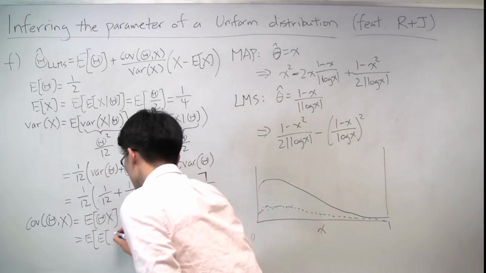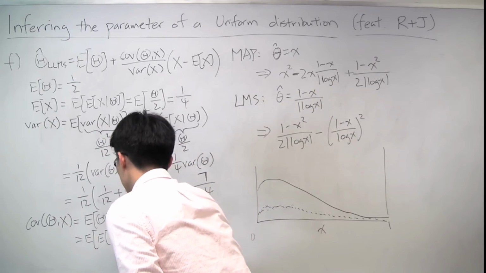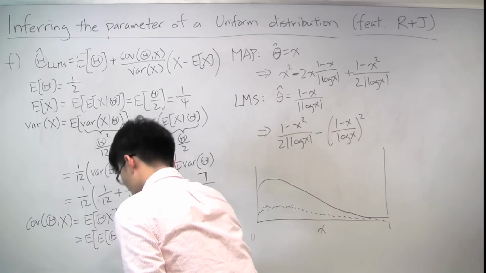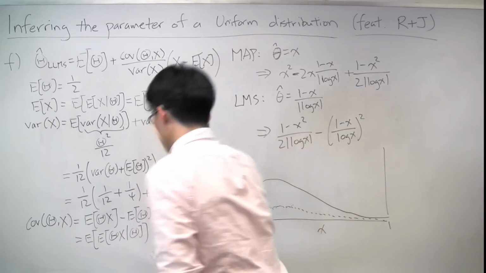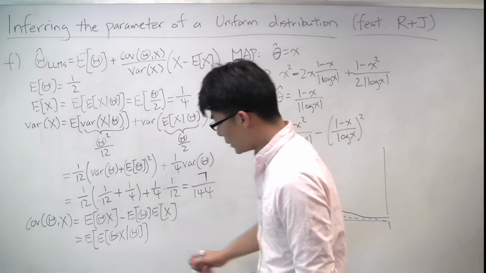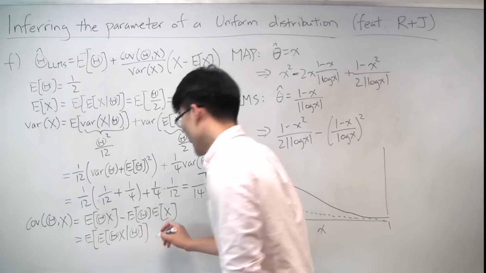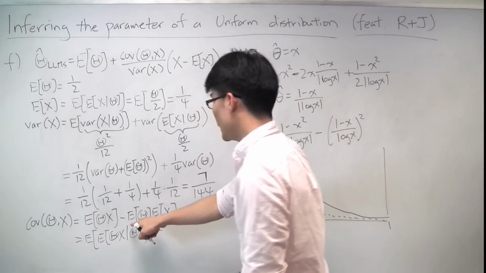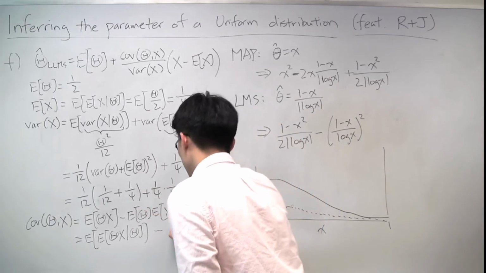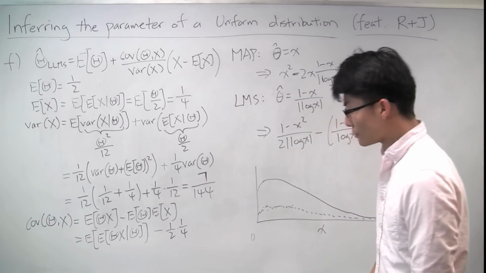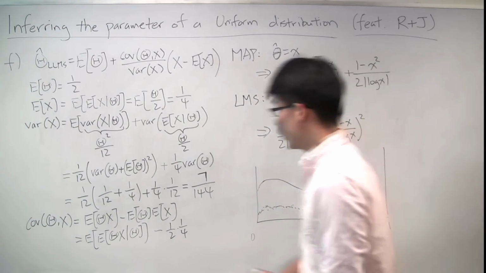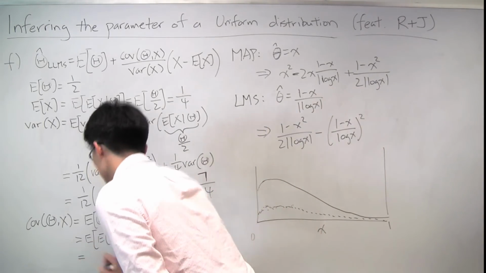So let's calculate this as the expectation of this conditional expectation. All right, so we again condition on theta. And minus the expectation of theta is 1/2 times 1/4, which is the expectation of x. Now, what is this conditional expectation?